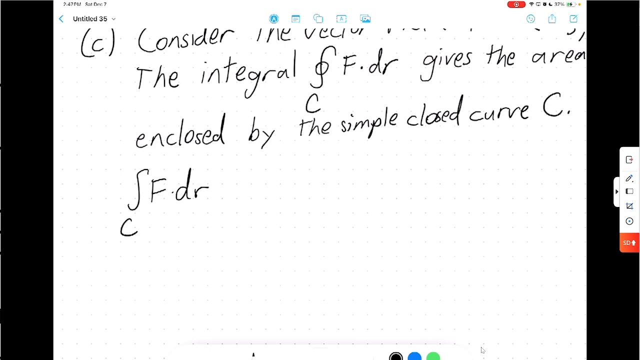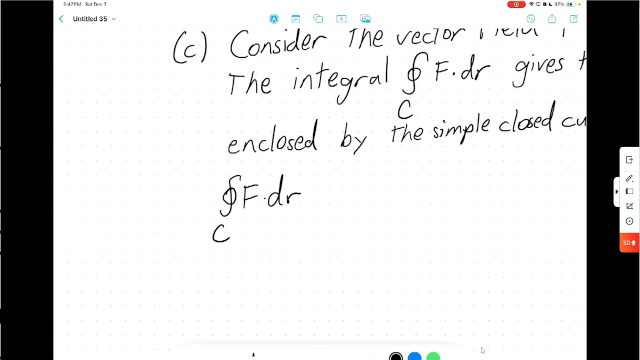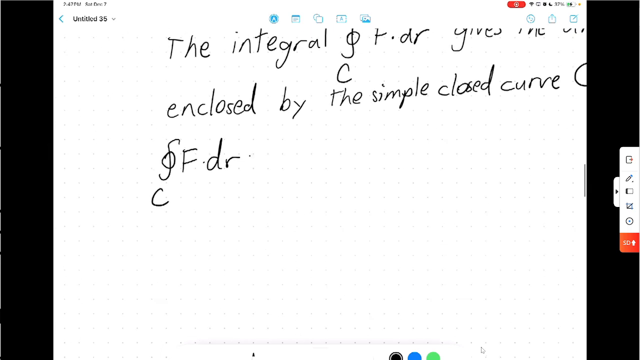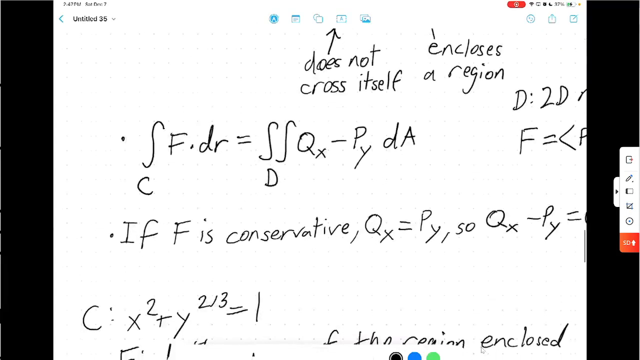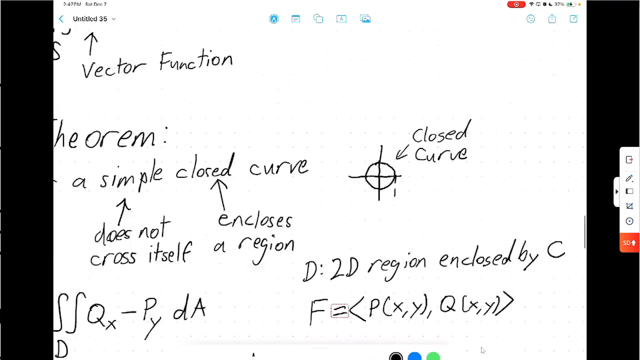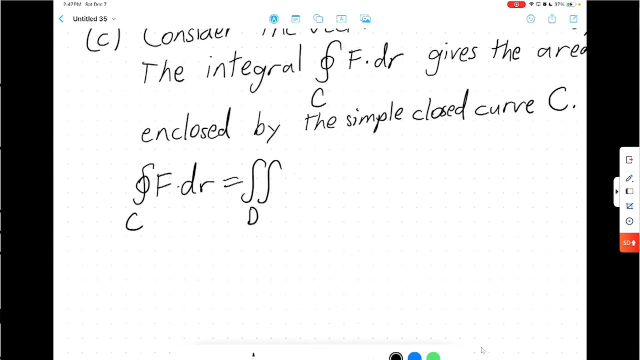So this one was the integral over C of f dr. I'm going to put this circle thing here because this just means that C is a simple closed curve, which is indeed the case here. That should be the case on here too. Green's theorem: that should be simple closed curve. The double integral of partial Q over partial x minus partial P over partial y dA.